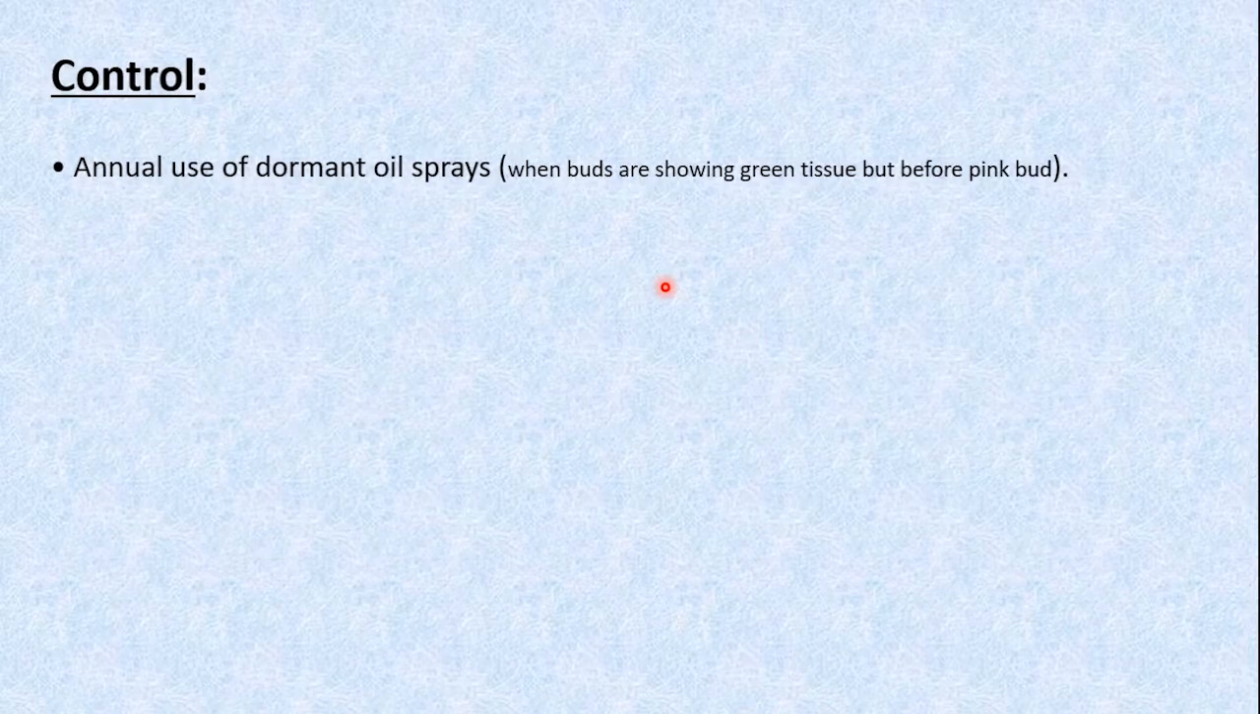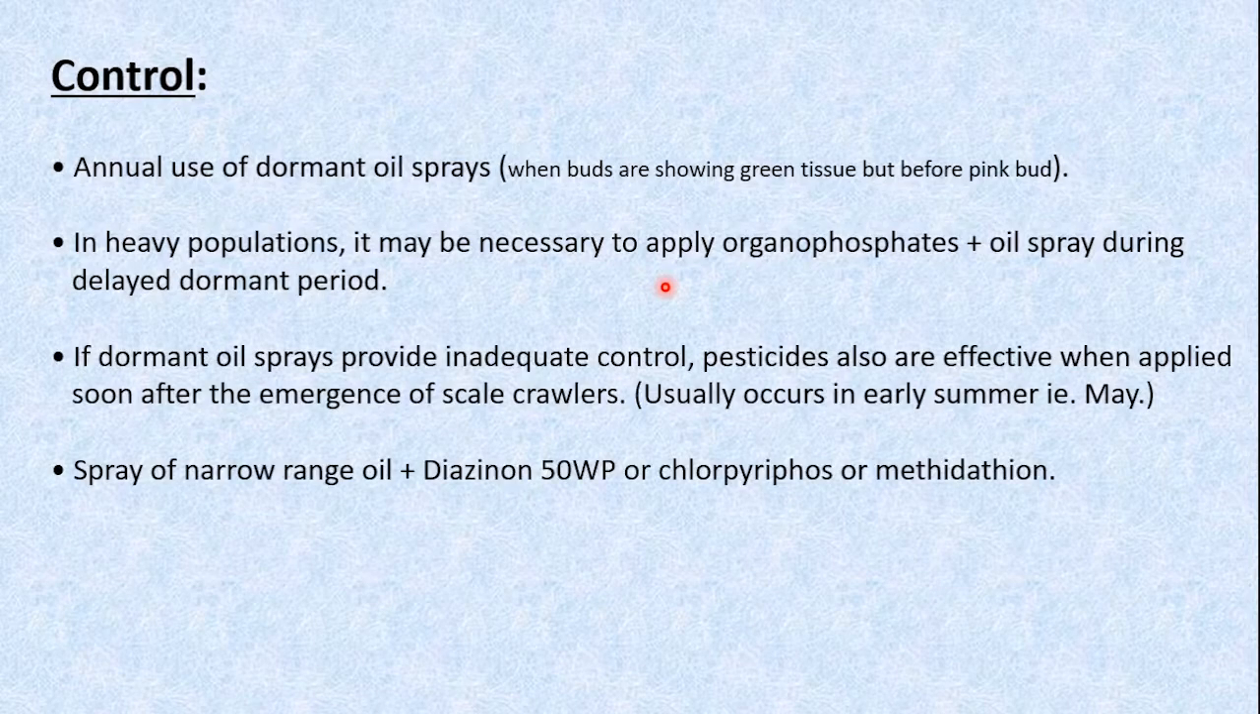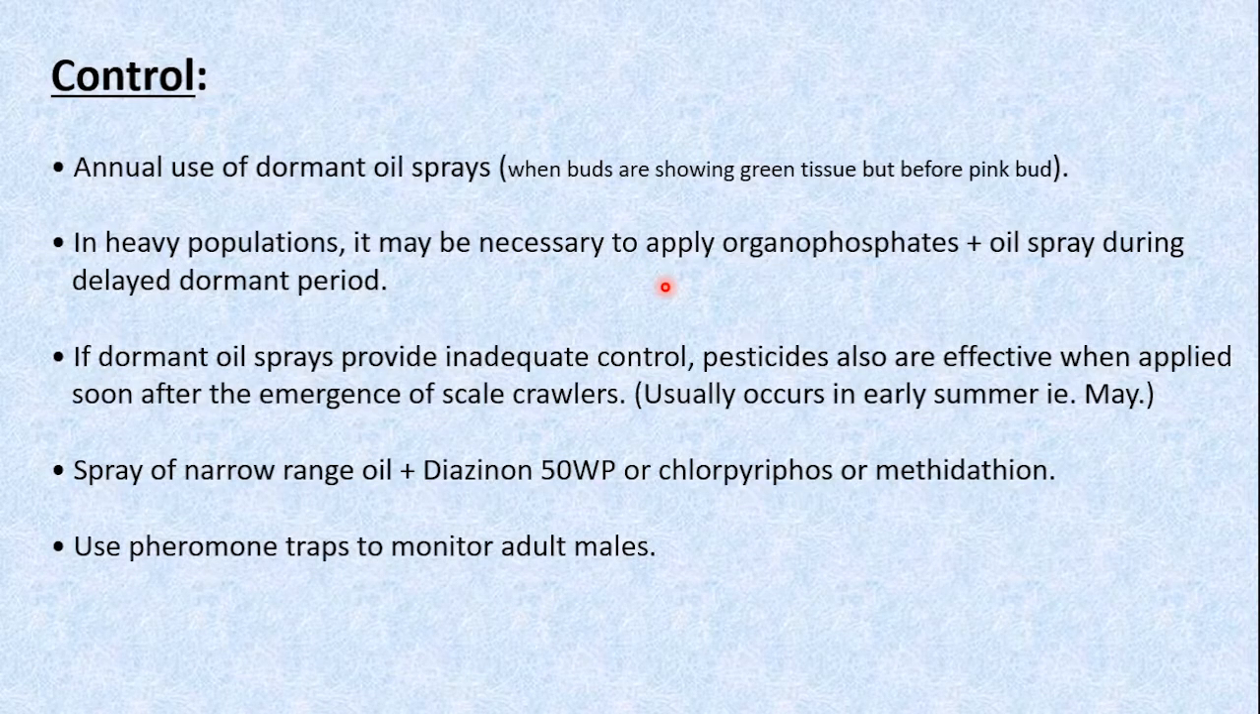Talking about control, there are various methods of chemical, biological, or integrated pest control, but the most common one is spraying dormant oil. Also organophosphates in combination with these dormant oils can be used. Spray of some narrow range oils with diazinon, malathion. Use of pheromone traps or use of other predators can be used.